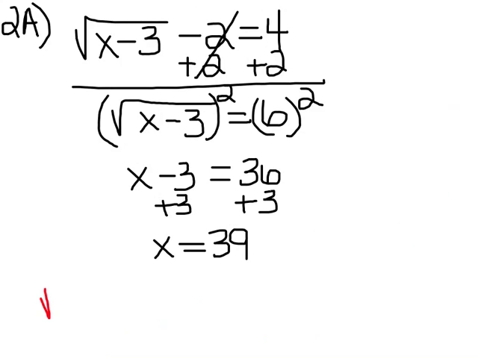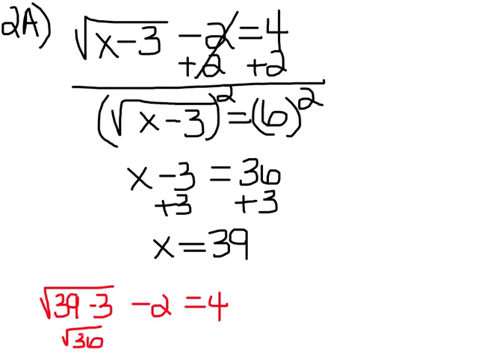And as always, we should be checking our work. 39 minus 3 minus 2 equals 4. Well, 39 minus 3 is 36. The square root of 36 is 6. We still have minus 2. And 6 minus 2 does in fact equal 4. So this checks out.